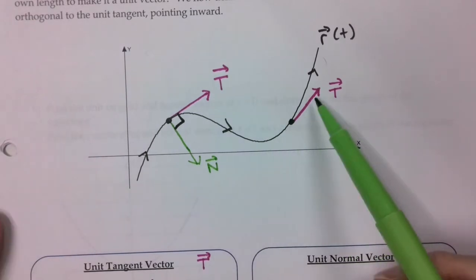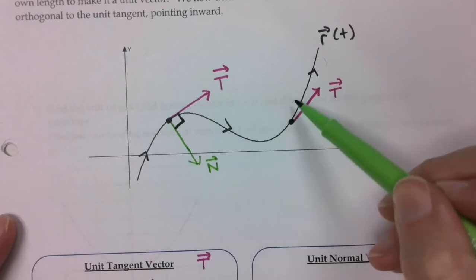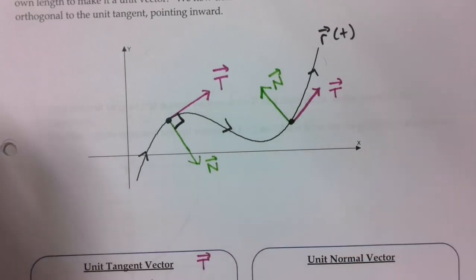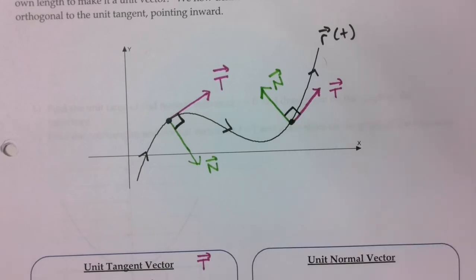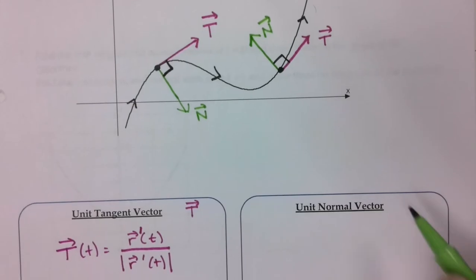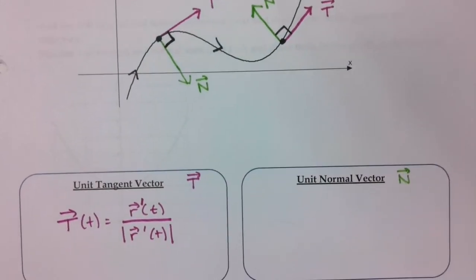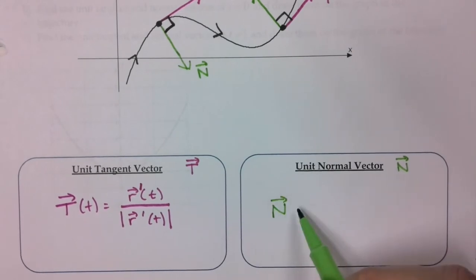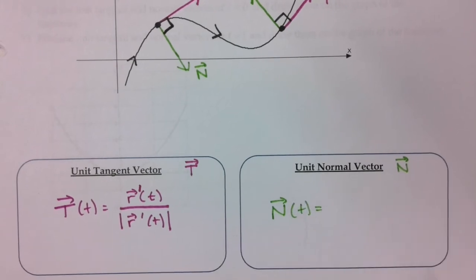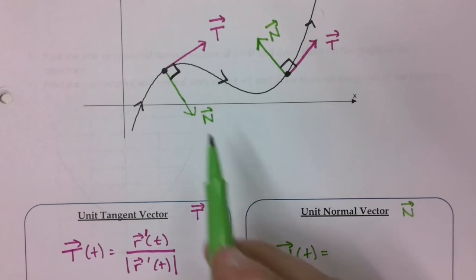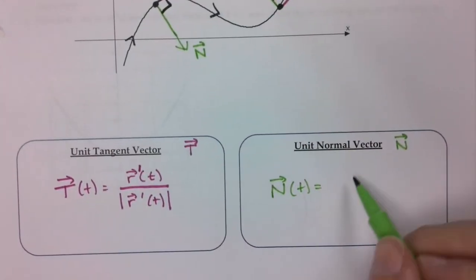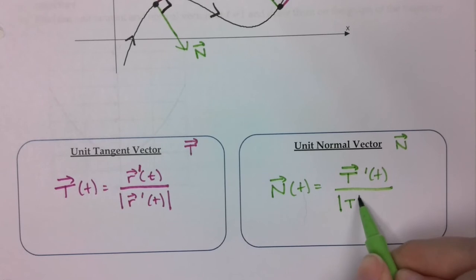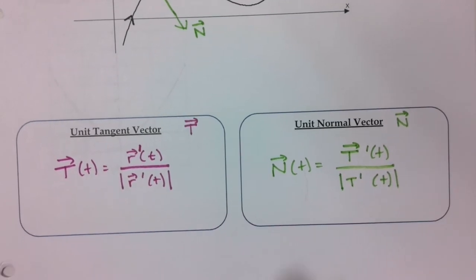Similarly, if you're over on this side, then the inward part of the curve is here, so you would point in like that, and that's the normal vector there. You can imagine that for things like motion, which way the normal vector is pointing is important. So we are assuming it's pointing towards the inside of the curve. Now, capital N with a little arrow over it is the symbol for the unit normal vector. How do you find it? You take the tangent vector's derivative and you divide it by the magnitude of that derivative, and that's the unit normal vector.